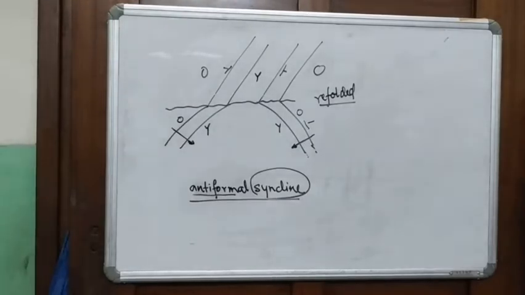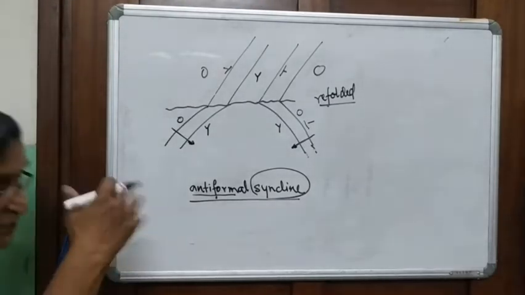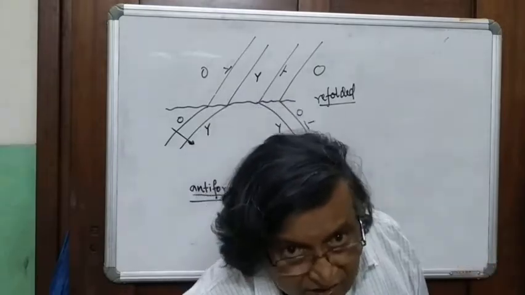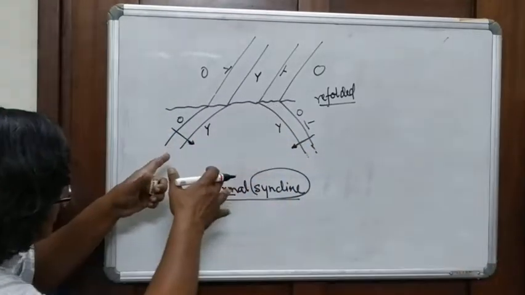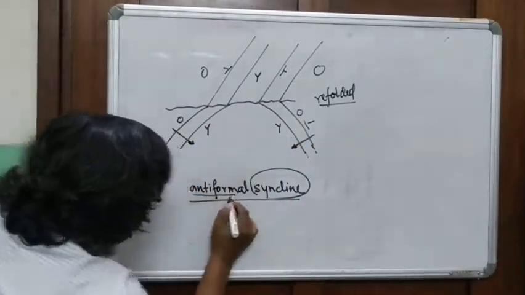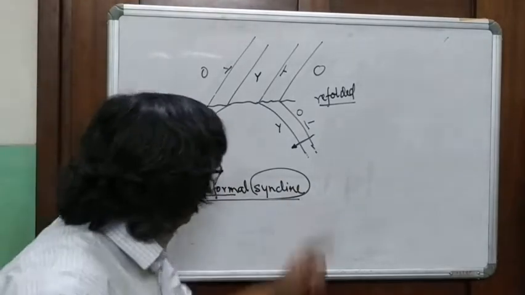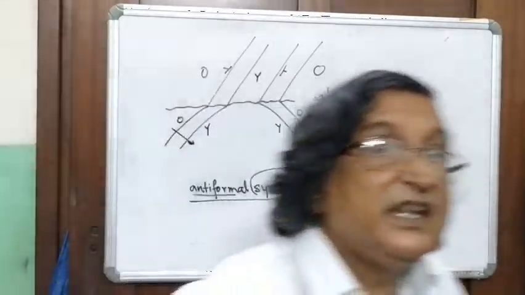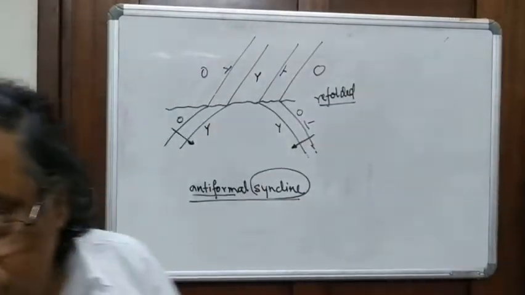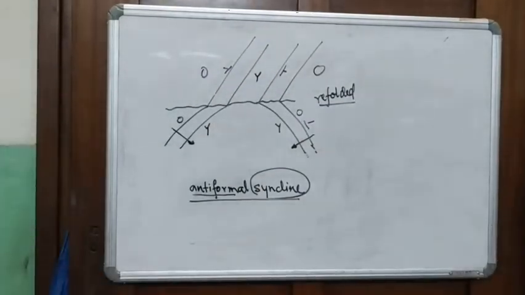Unless this is refolded. So that means there has been a fold before which inverted the limb, and then the inverted limb was folded as an antiform. So this is what is called an antiformal syncline. Have I got it right?